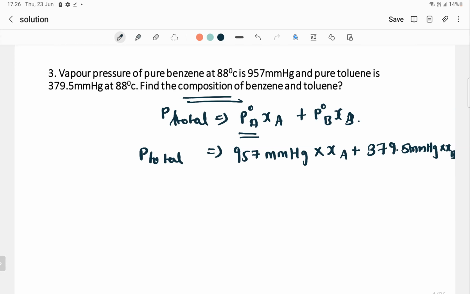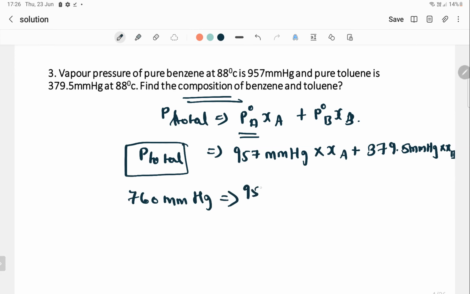Clear? So now we can take this P total as 760 mmHg. This is nothing but the standard atmospheric pressure in terms of pressure. It's a fixed value. Okay. So now 957 into, don't write this mmHg anyway, okay? Because it will be confusing. 379.5, finally you can disclose it, into XB. Now to carry this further, for XB, we can substitute 1 minus XA.